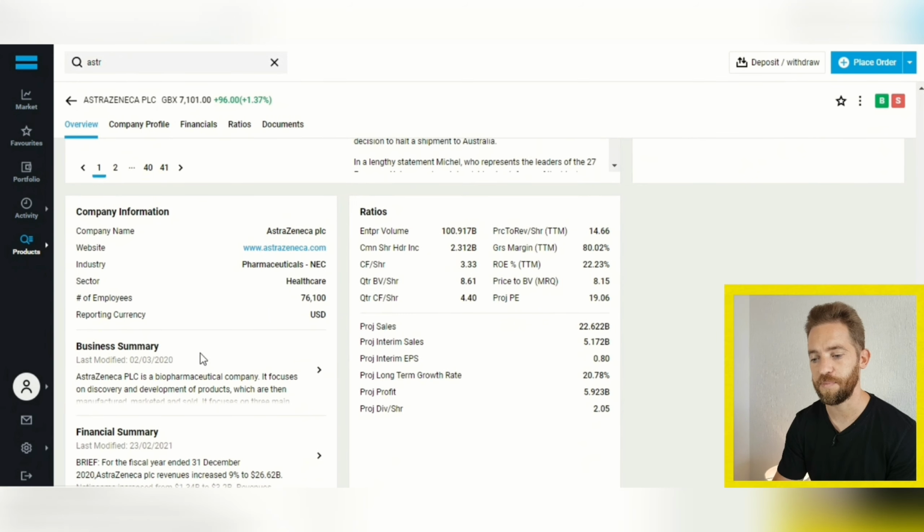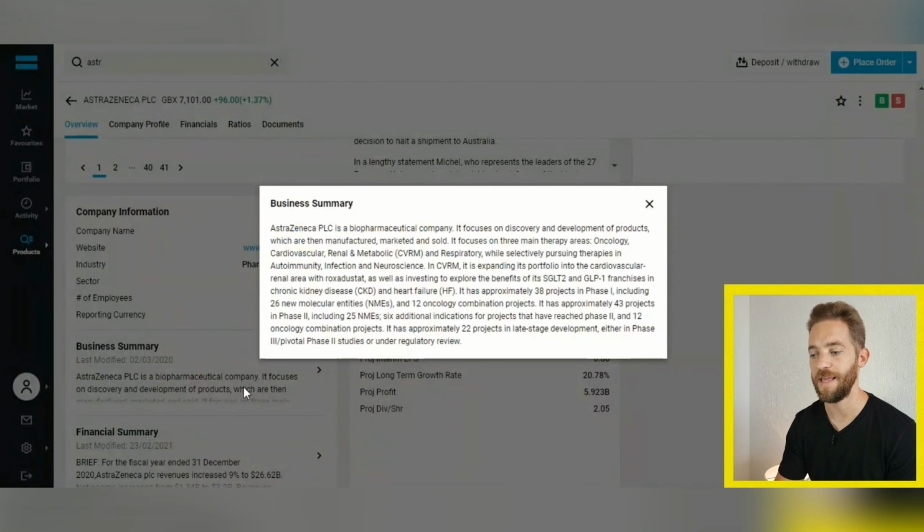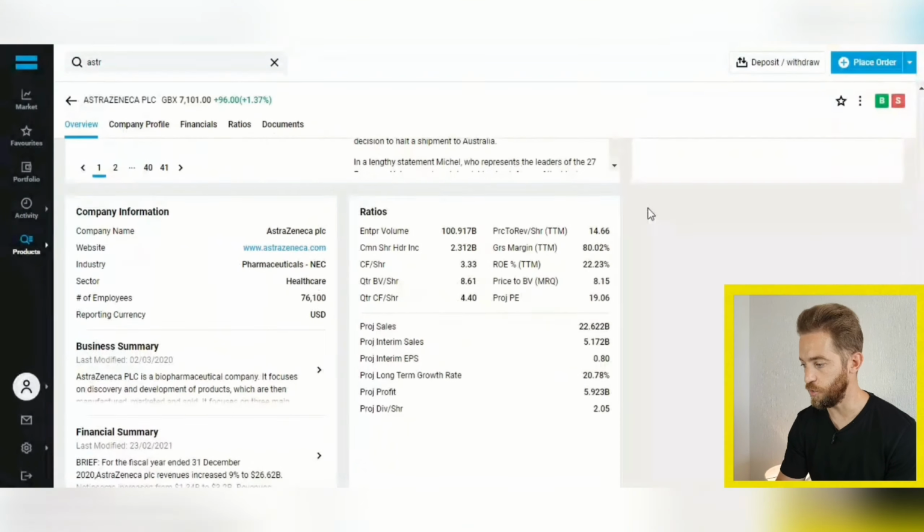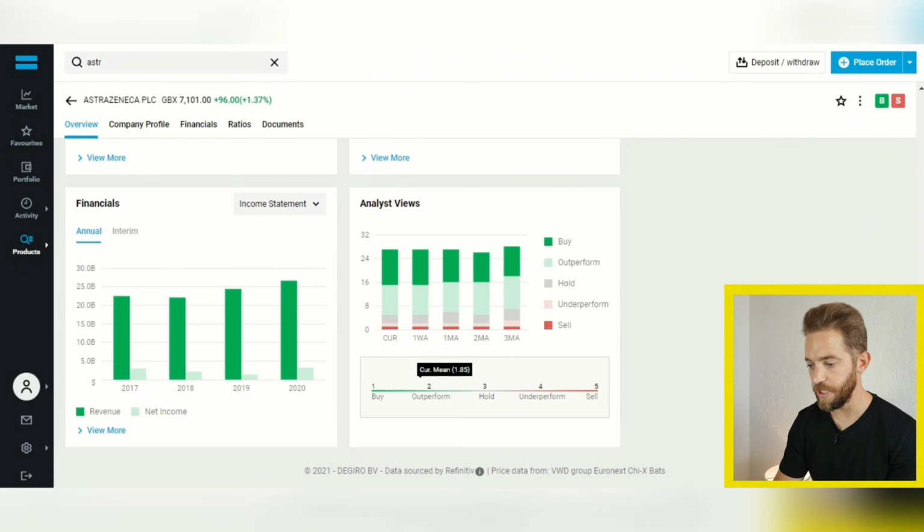And for companies that you know absolutely nothing about, you can click on the business summary and it will tell you the basics of what that company does. Again, very good for researching new companies. One other feature that I like at the bottom of the page, the analyst views, so you can see general sentiment from analysts, what they think about this company.